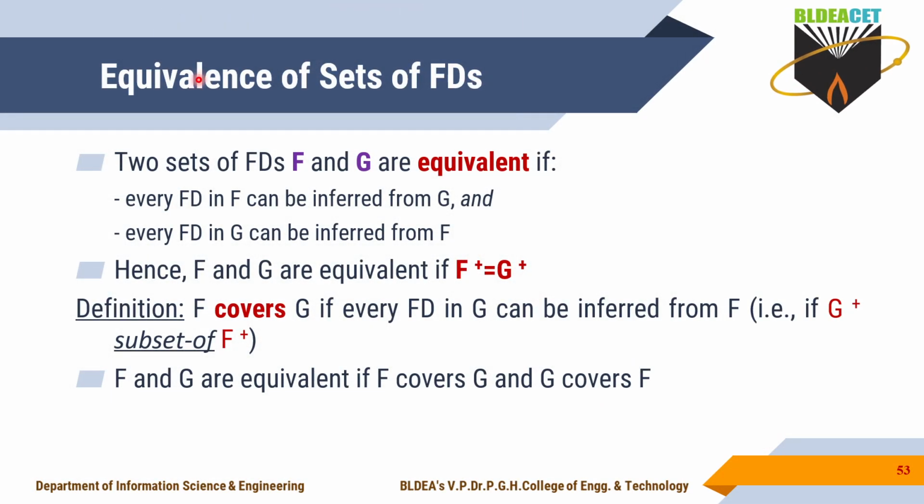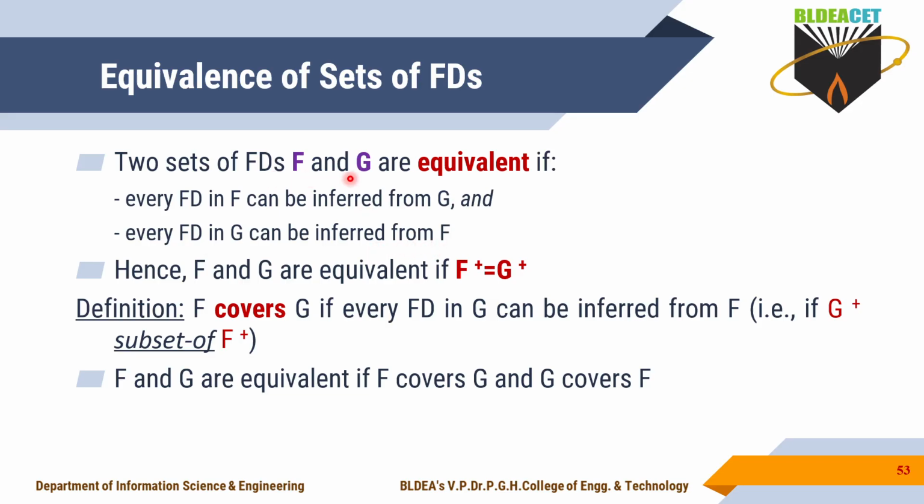Once again, it depends on your inference rules. So let's see what the equivalence of sets of functional dependencies actually is. For example, assume that we are given two sets of functional dependencies, F and G. We call these two sets equivalent if every functional dependency in F can be inferred from G, and every FD in G can be inferred from F.